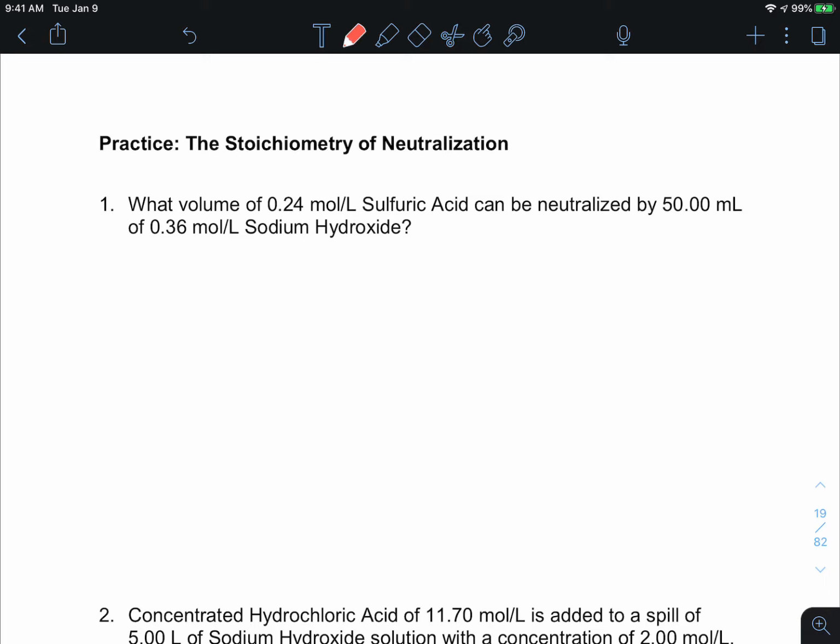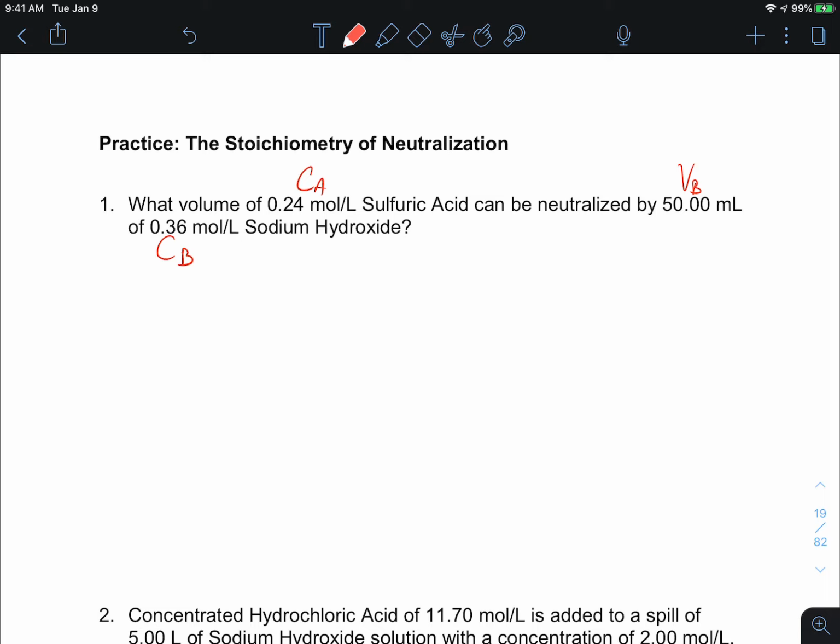So we have here the volume of sulfuric acid. What volume of sulfuric acid is the question, with a given concentration, so that's my concentration of acid, can be neutralized by a volume of base at a certain concentration for that base.